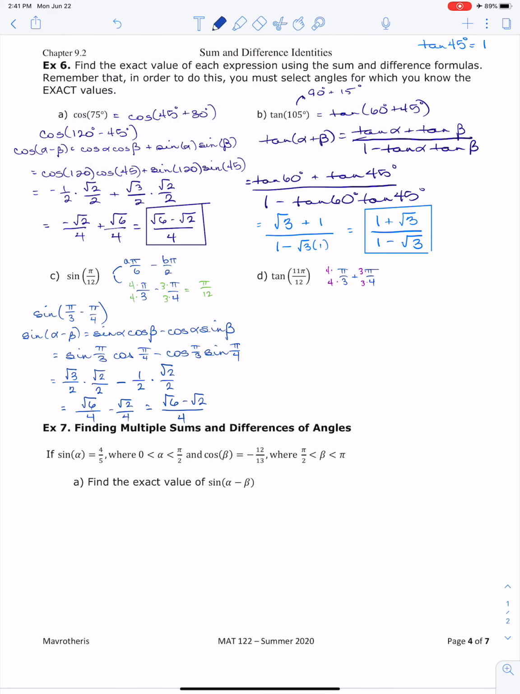But I've got a 3 pi in the second term. If I could make the first term an 8 pi, 8 plus 3 is 11, that would work. So I've got to write this as 4 times 2 pi over 3. 4 over 4 times 2 pi over 3. So my tangent here is the sum of 2 pi over 3 plus pi over 4.